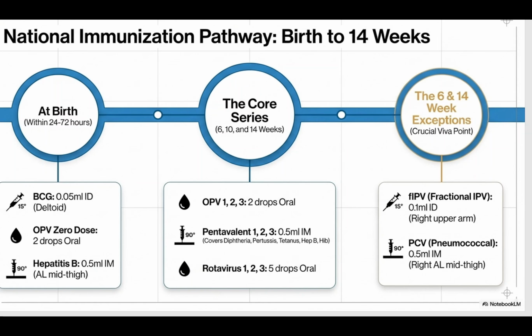At birth we have BCG, OPV and hepatitis B. A core series of 6, 10 and 14 weeks contains OPV, pentavalent and rotavirus. Two vaccines additionally are given at 6 and 14 weeks. They are fractional IPV and pneumococcal conjugate vaccine.